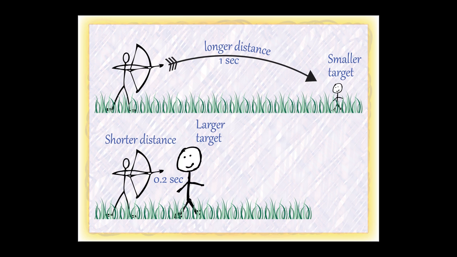In the top half of the screen, you'll notice there's a smaller target, and the arrow takes a greater amount of time to reach that target, which could result in a higher percentage of error. On the bottom half of the screen, you'll notice there's a larger target, a shorter distance, and a higher probability of reaching that target.